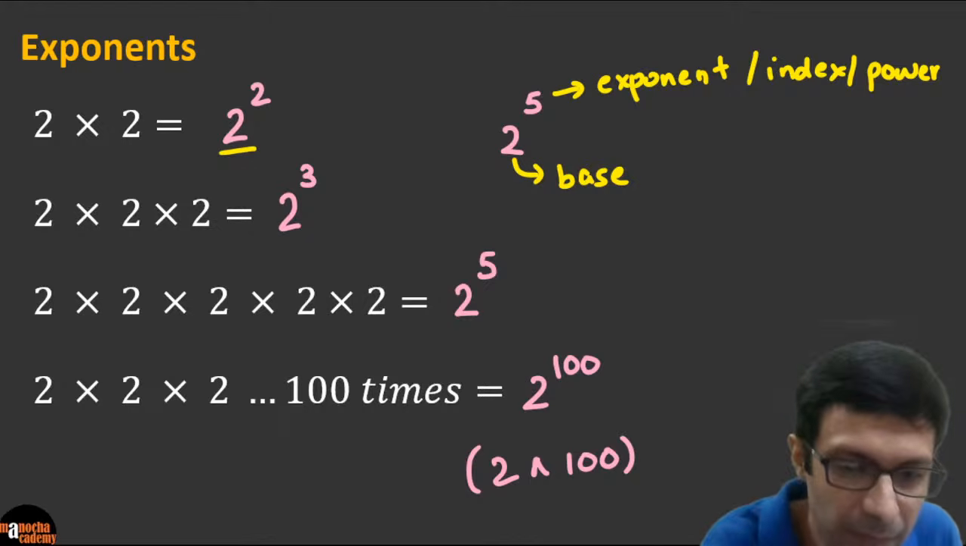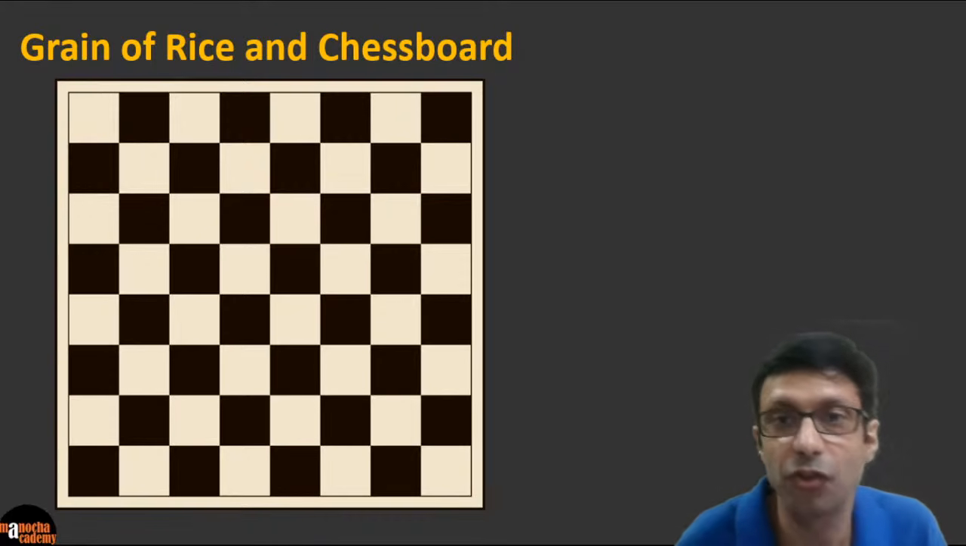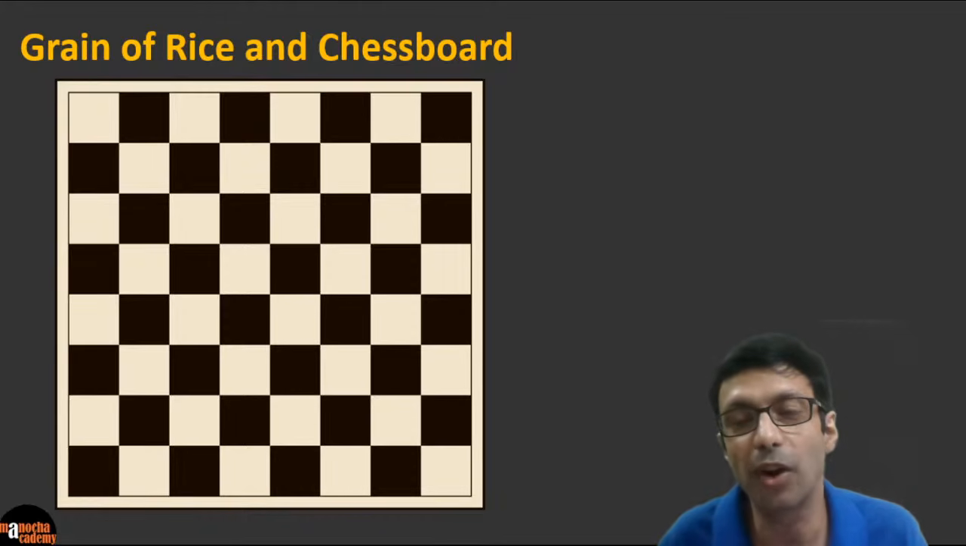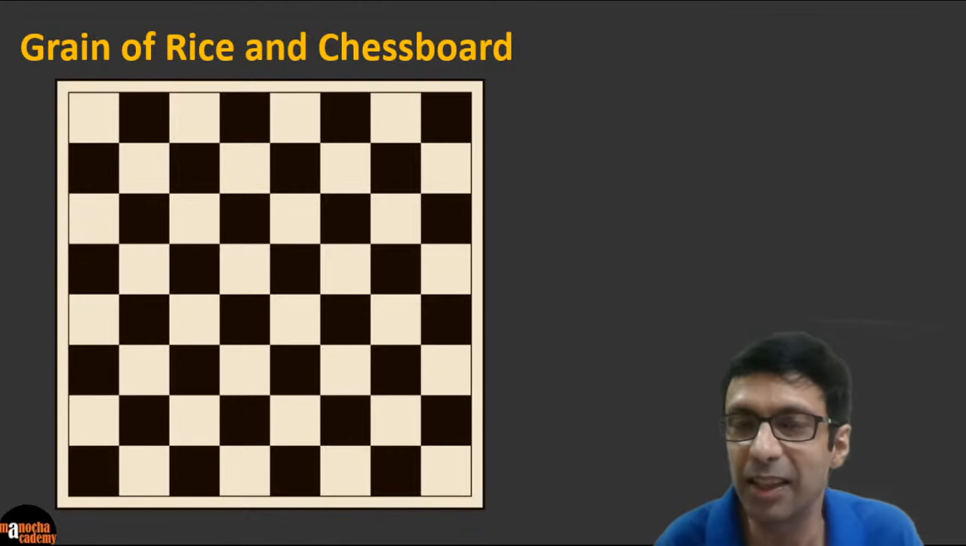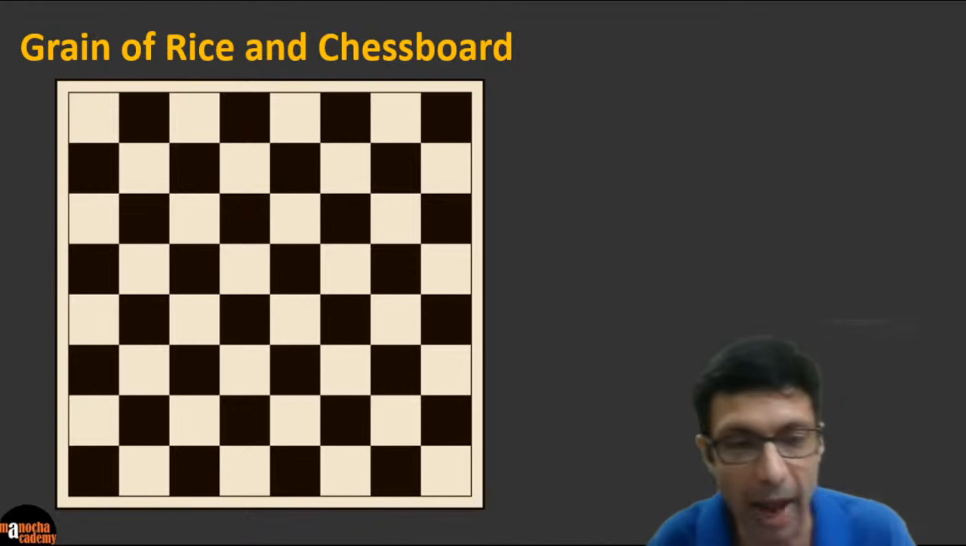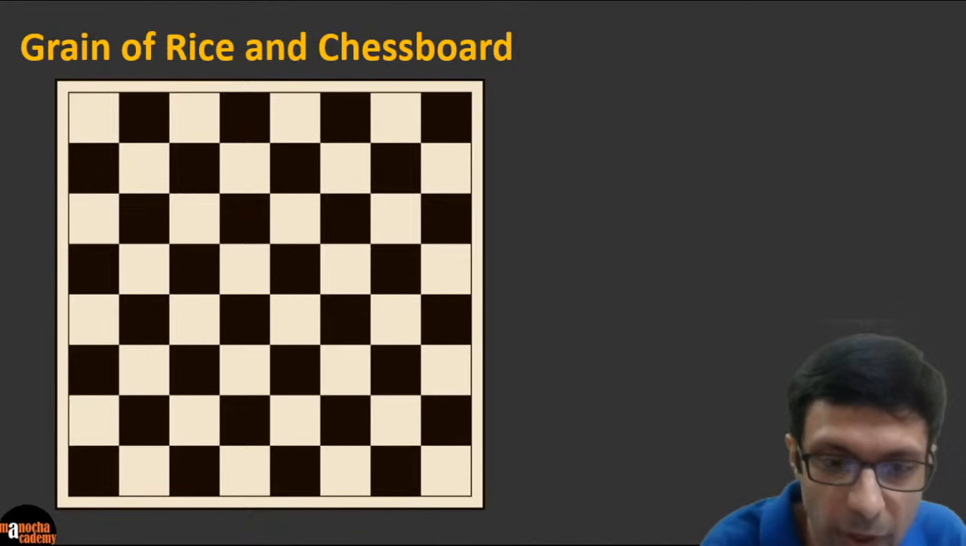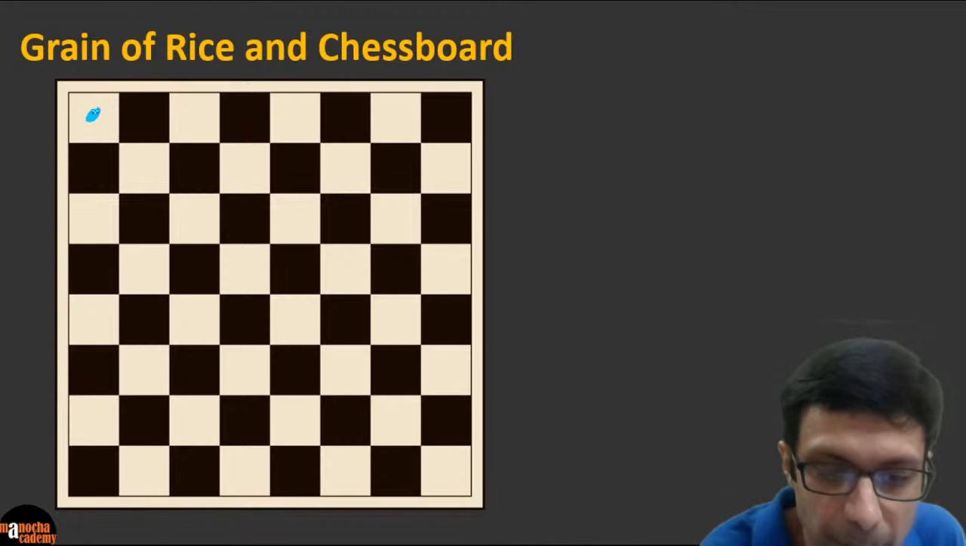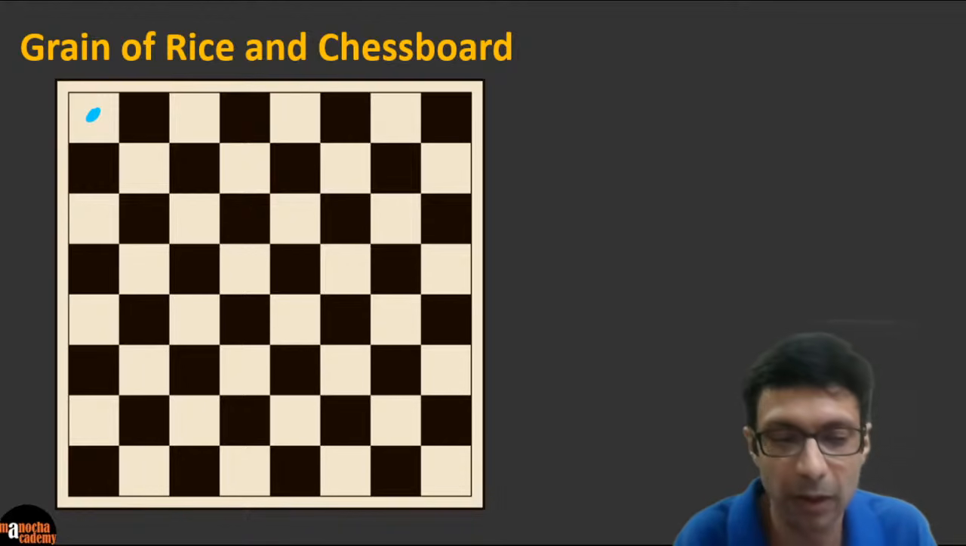Excellent. And guys, you must have heard of this interesting story, right? Of the grain of rice and the chessboard. So once a king had said, I think somebody pleased the king and he said, okay, you ask what you want. And he said, king, I want you to take a chessboard and place 1 grain of rice. Okay, so guys, have you heard this famous story? So place 1 grain of rice. Just 1 grain here, right?